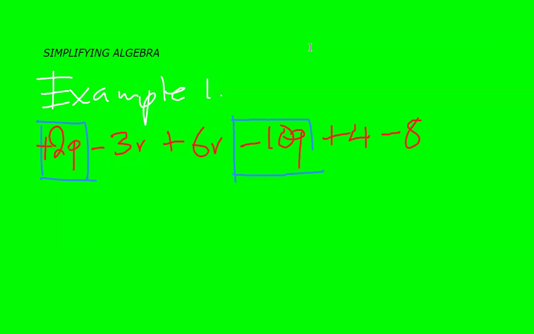Okay. Now let's go ahead. Now for the r, I'm going to use circles. So we have negative 3r, positive 6r. Okay, that's clear. And then, of course, we have the two integers at the end of the expression. The two integers include the plus 4 and the minus 8.